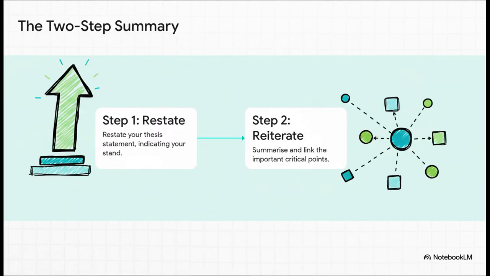And that process really boils down to two simple steps. First, you just restate your main point, your thesis. This brings your reader right back to your core argument. Then you briefly touch on your critical points again. But, and this is key, you have to link them together. Don't just make a list. Show how they all connect to prove your thesis. You're basically connecting all the dots for your reader one last time.